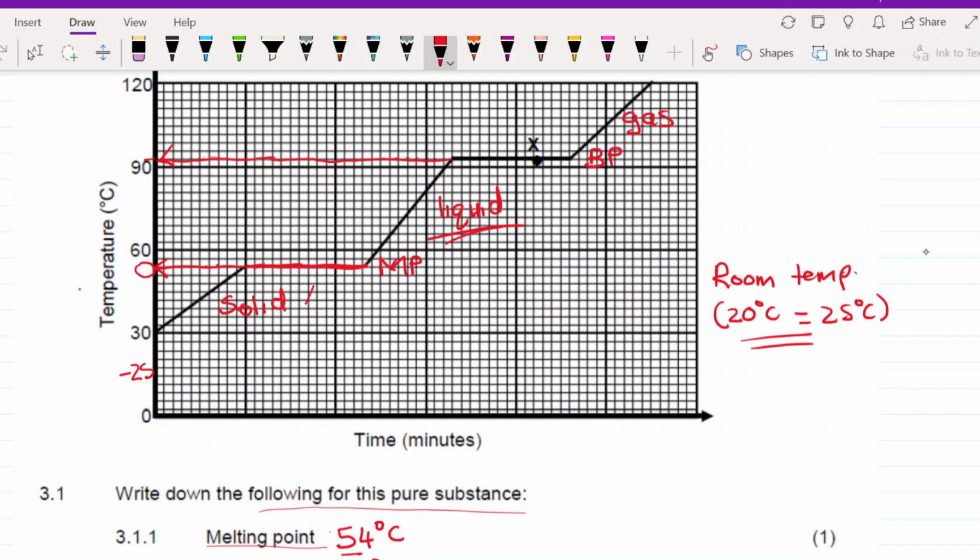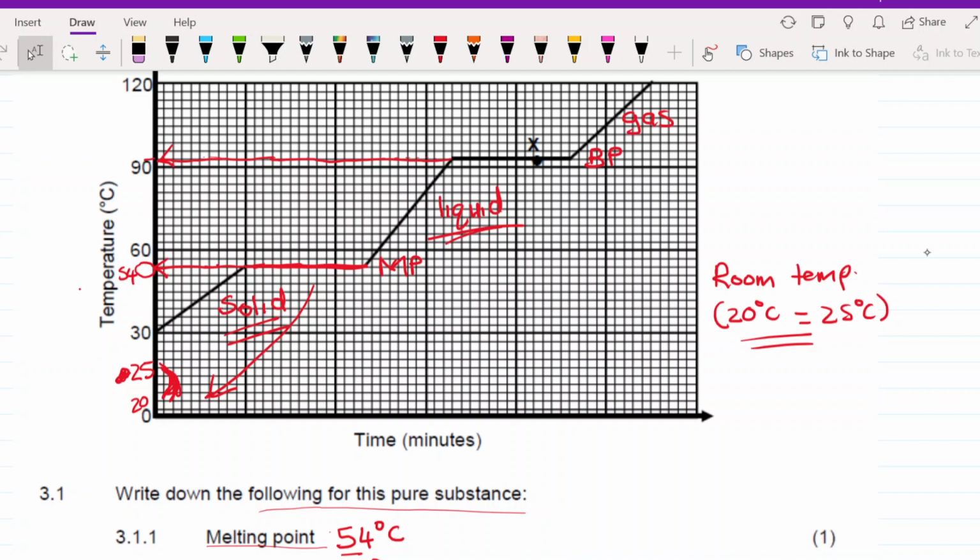So all in this region, we know that the substance is a solid because room temperature is below 30. It's like from 20 to 25. This region here is room temperature. So this substance at this region is still a solid because it started to melt only at 54.